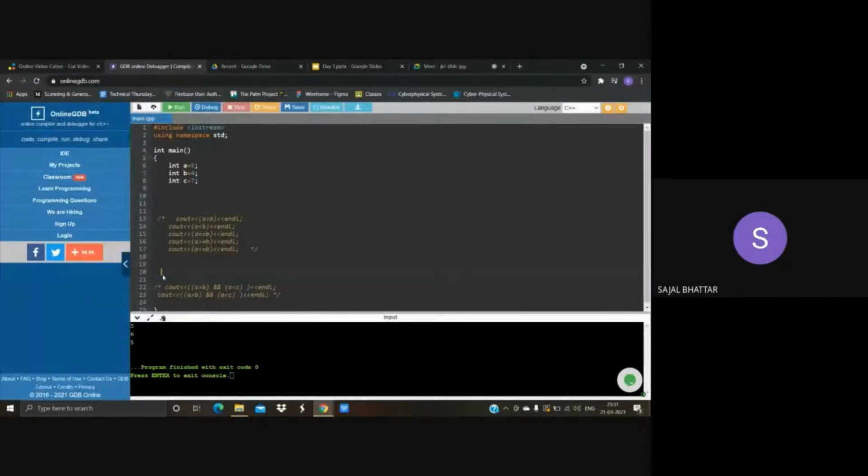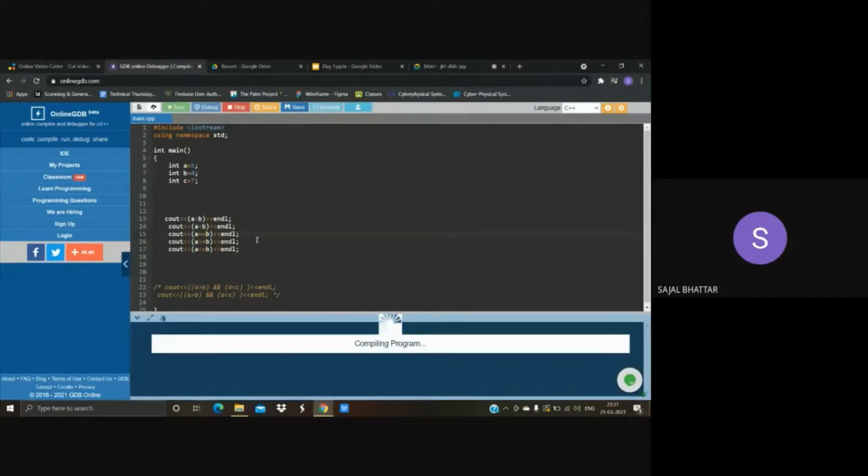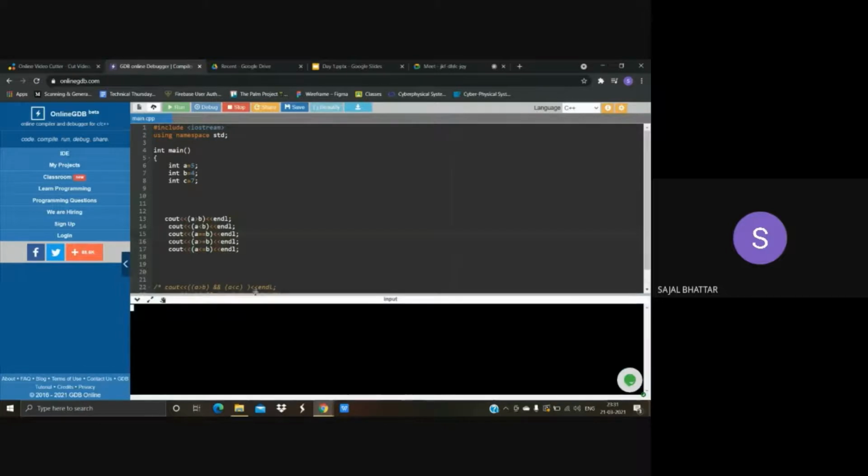All right, so we are again taking the two variables A and B. In the first line, we are checking if A is greater than B. In the next line, we're checking whether A is less than B. In the third, we're checking if they are equal to each other or not. And in the fourth and fifth lines, we're checking if A is greater than or equal to B, or if A is less than or equal to B. Let's see what the answer will be in all of these cases.